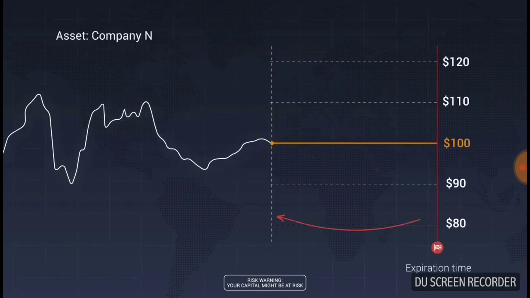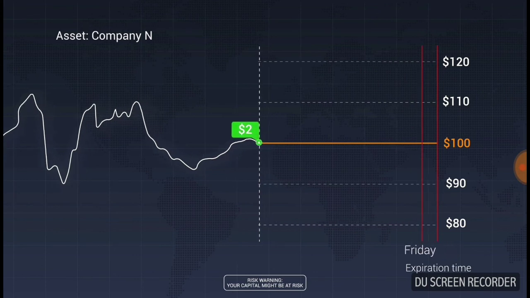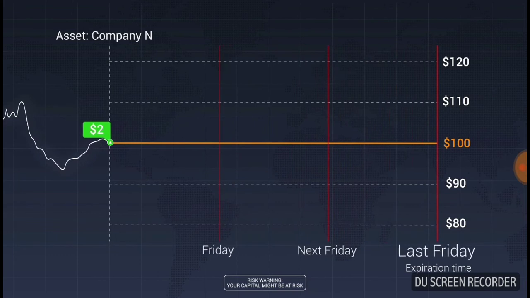The expiration time is the deadline for using the right to buy (call) or sell (put) the asset at a fixed price, the strike price. The expiration usually falls at the end of the work week. This means, for example, that you can buy an option for the end of the current week, or the following week, or for the last week of the selected month.